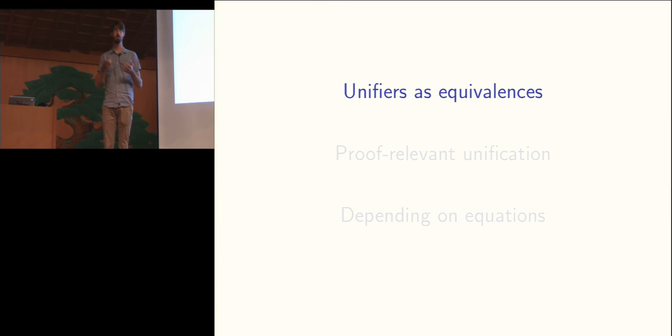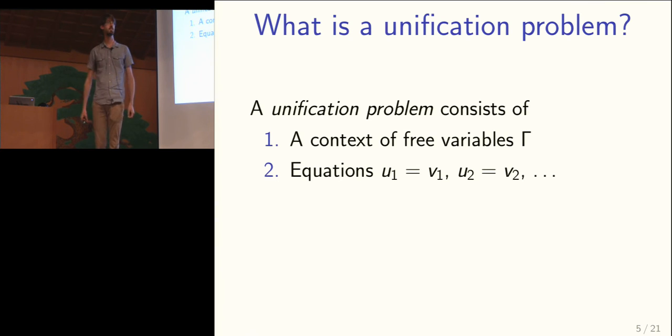The basic thing we're going to do is walk through all the basic theory of unification and just translate each concept into type theory so that we have an internal representation of it. So let's start with what is a unification problem. A unification problem consists of some free variables, and since we live in a typed world, they all have a type. So this is a context. And then a number of equations between terms.